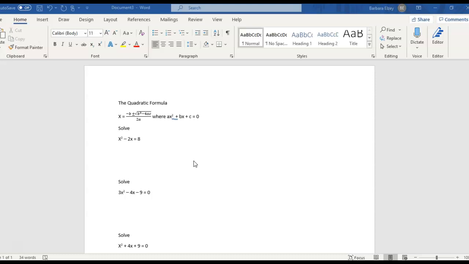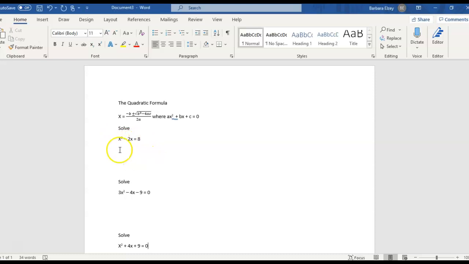So let's notice our formula, and you want to memorize this if you still don't have it in your brain. And note that we've got the quadratic here in standard form. In standard form, a is in front of x squared, b is in front of x, and c is out to the side. So we're going to solve each one of these. We want to make sure that first the equation is in standard form, then we can identify a, b, and c and plug them into the formula.